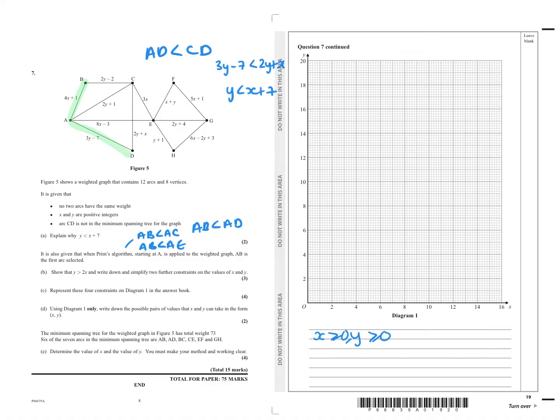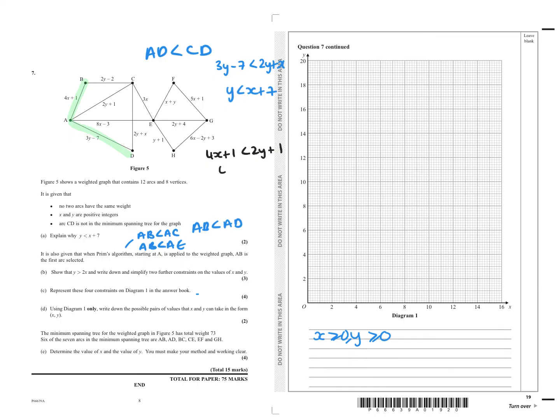And this is using that fact. Remember, what does Prim's do? Forget about the algebra, it's just there to confuse you sometimes. If this was normal numbers, I would pick AB because it's the smallest number. So now we've got 3 inequalities that we can work with. It says show that y is greater than 2x and write down and simplify 2 further constraints. Well, isn't that lucky? I've now got 3 constraints. One of them is going to lead to y being greater than 2x, and then we're going to have 2 further ones. So let's quickly work that out. AB, so we're going to have 4x plus 1 less than 2y plus 1.